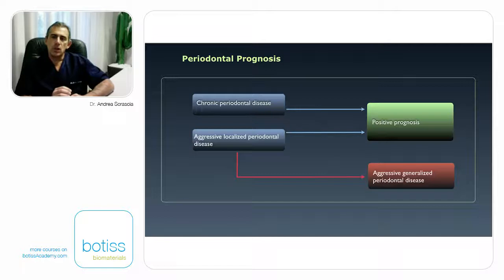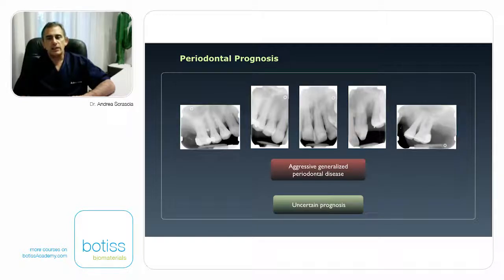Then, what we do know from a periodontal point of view is that chronic periodontal disease and aggressive localized periodontal disease, if treated correctly, will result in a positive prognosis. Why? The aggressive localized form left undertreated will definitely result in an aggressive generalized case. And the aggressive generalized cases, even when treated, we know from the literature, still have an uncertain outcome.